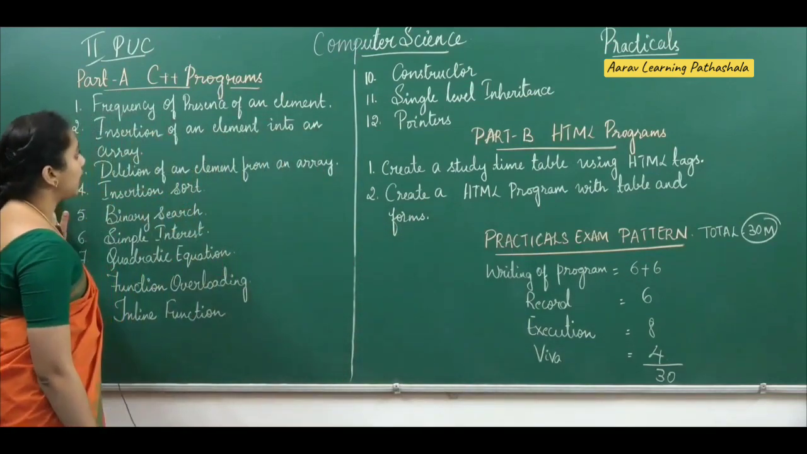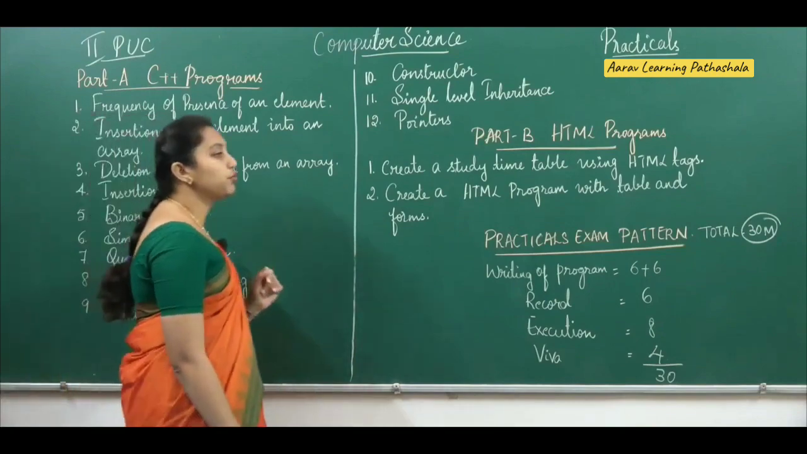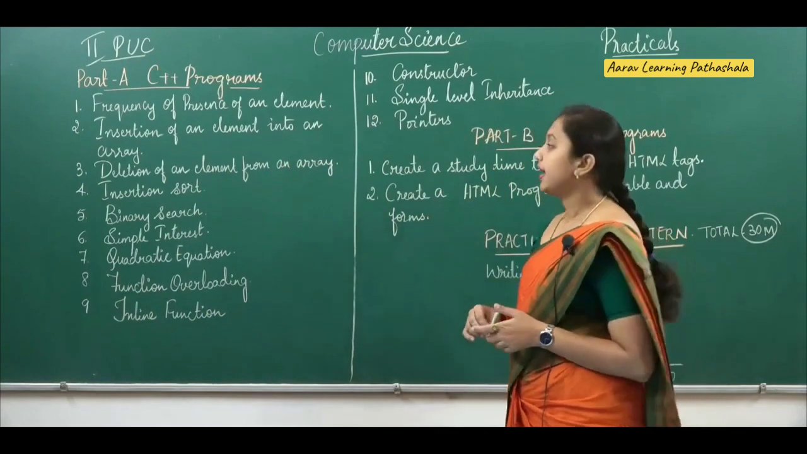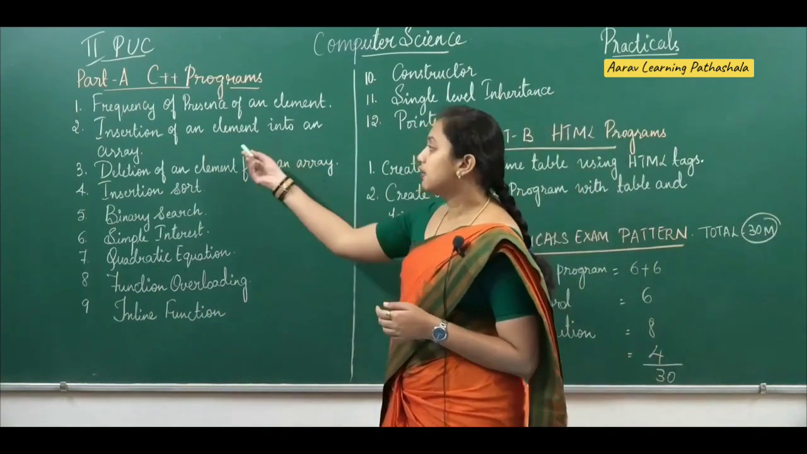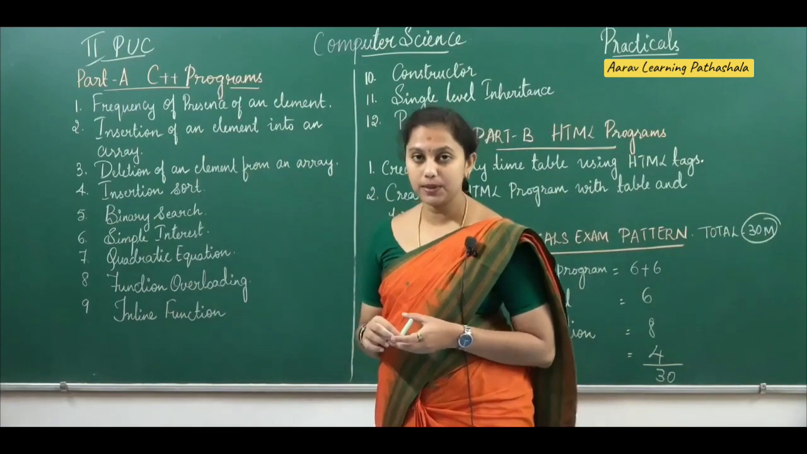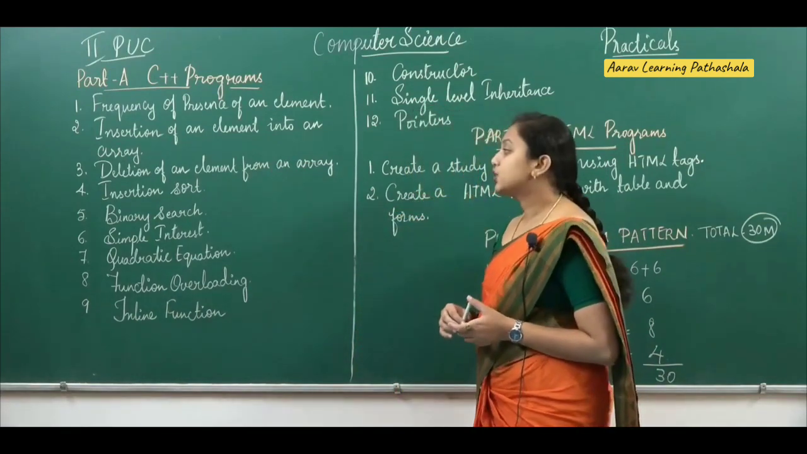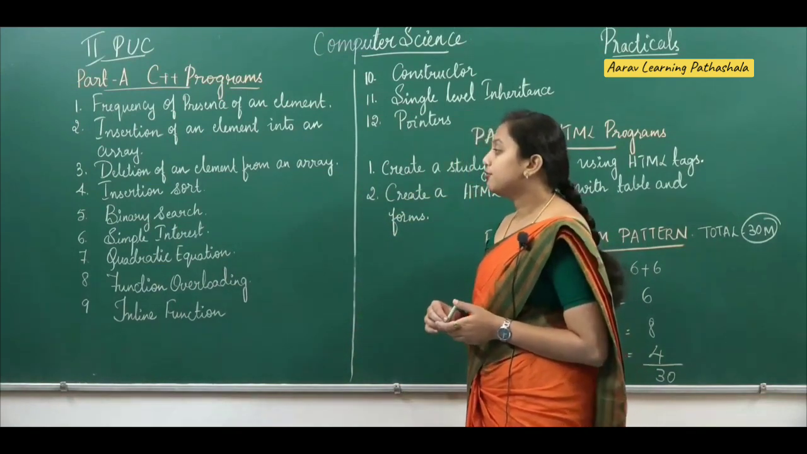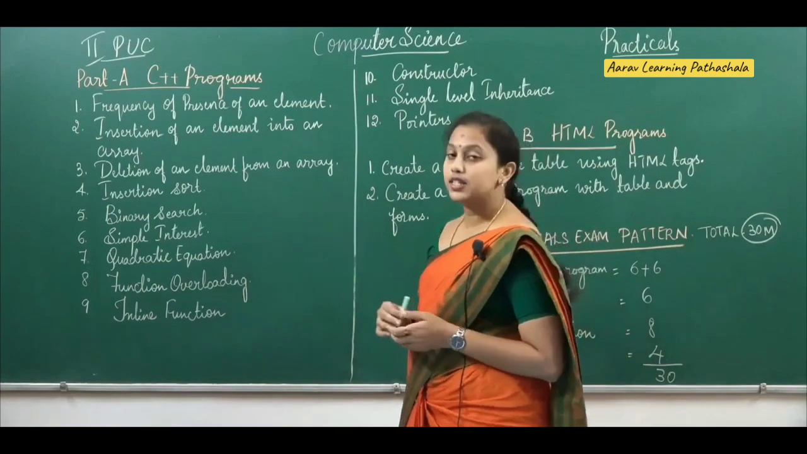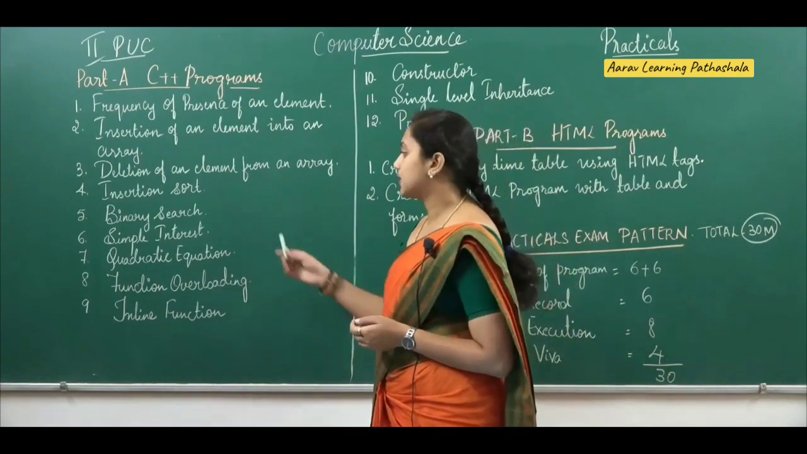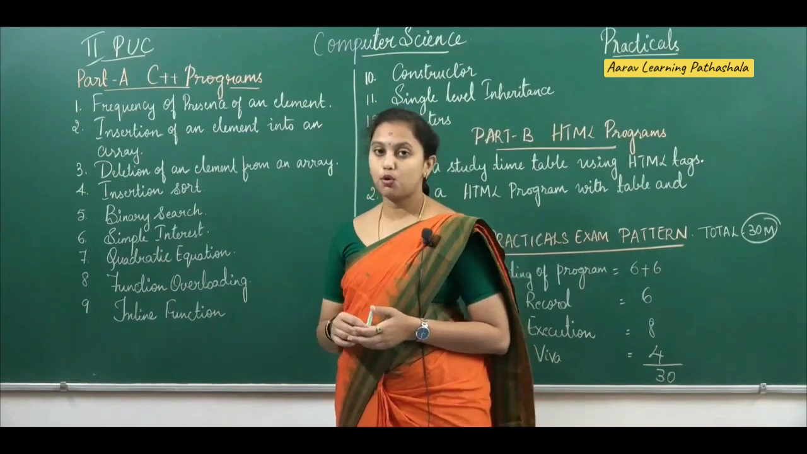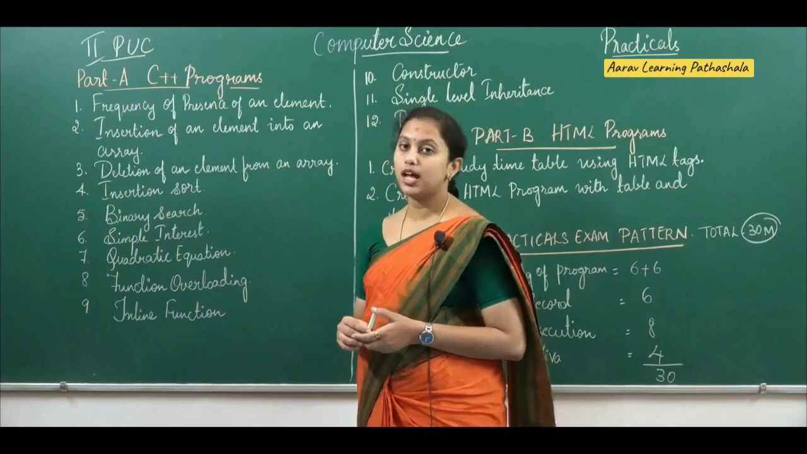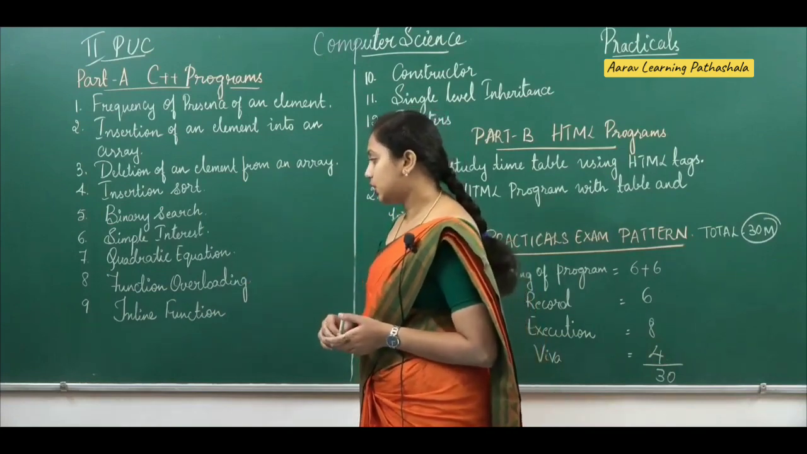In the C++ programs, the first program is to find the frequency of presence of an element, and the second program is insertion of an element into an array. Third program is deletion of an element from an array, and fourth program is insertion sort. Fifth program is binary search. Sixth program is to find the simple interest, and the seventh program is quadratic equation.